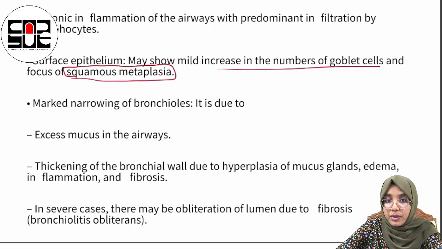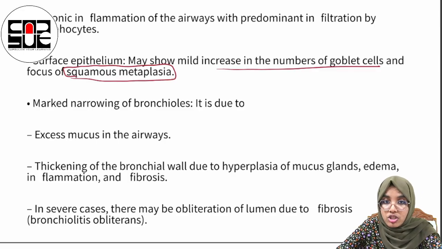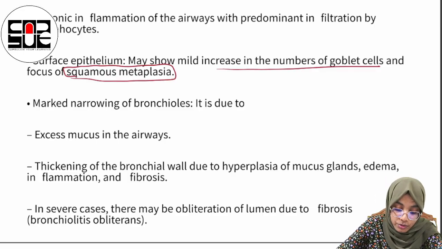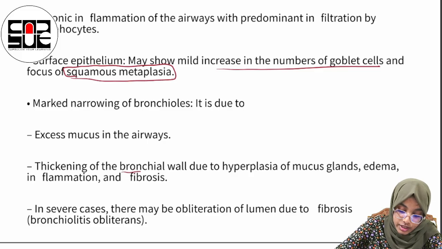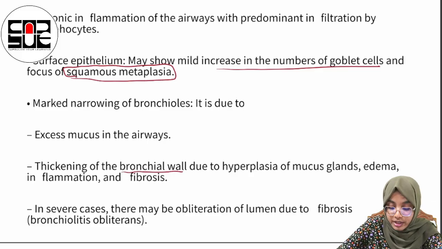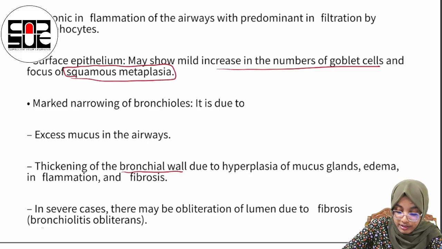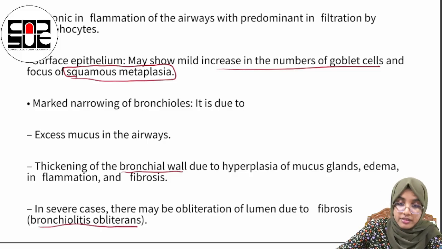Along with it, what will happen to the bronchioles? There is hypersecretion of mucus, so there will be narrowing of the bronchioles. And there will be thickening of the bronchial wall due to the hyperplasia. In severe cases, this lumen will be completely obliterated because of fibrosis. This condition is known as bronchiolitis obliterans.